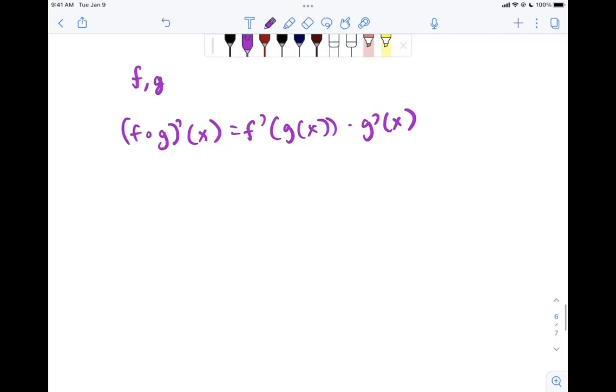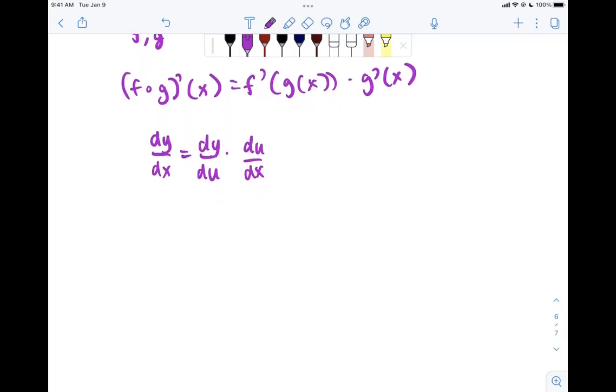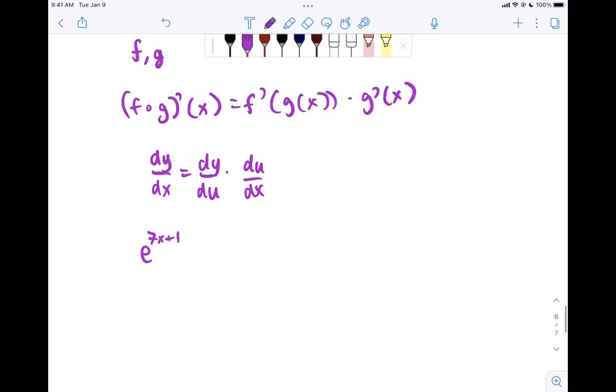We also had another formulation of this which we used in the context of u substitution, which was that dy/dx equals dy/du times du/dx. And so, for example, let's say we want to find the derivative of e to the 7x plus 1. So let's do it both ways real quick, just as an example.